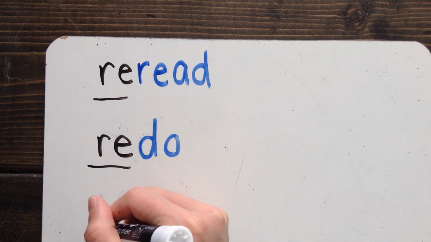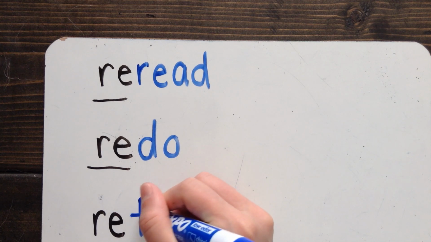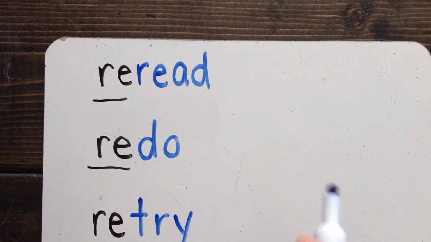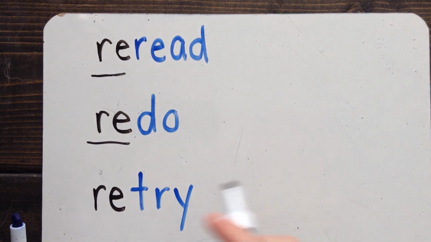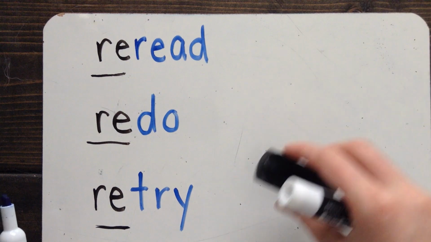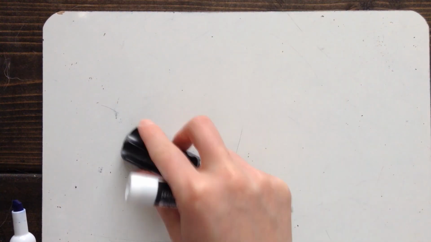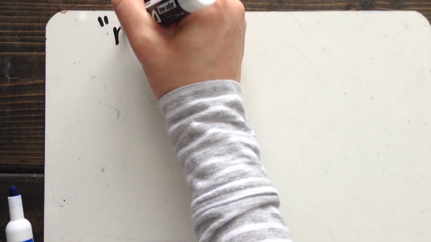Here's another common one you might have heard. This is the word retry. Try something again. Retry. Be on the lookout for the prefix re as you're exploring books. Let's look at the prefixes that all have the same meaning, not.